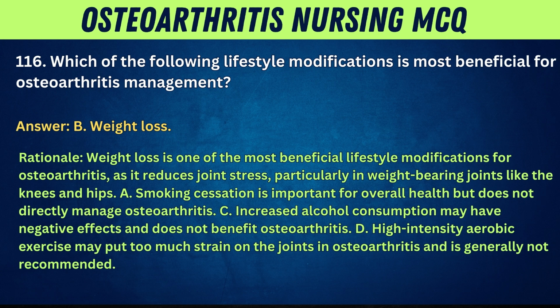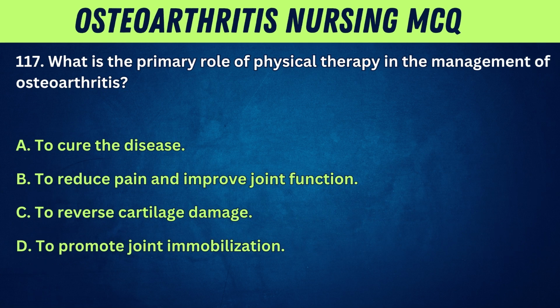A. Smoking cessation is important for overall health, but does not directly manage osteoarthritis. C. Increased alcohol consumption may have negative effects and does not benefit osteoarthritis. D. High-intensity aerobic exercise may put too much strain on the joints in osteoarthritis and is generally not recommended. 117. What is the primary role of physical therapy in the management of osteoarthritis?